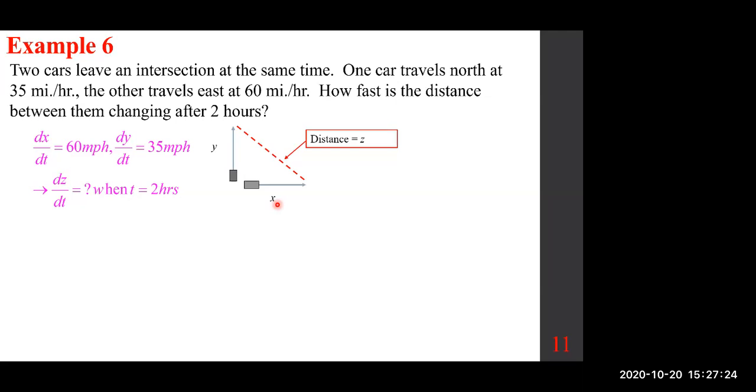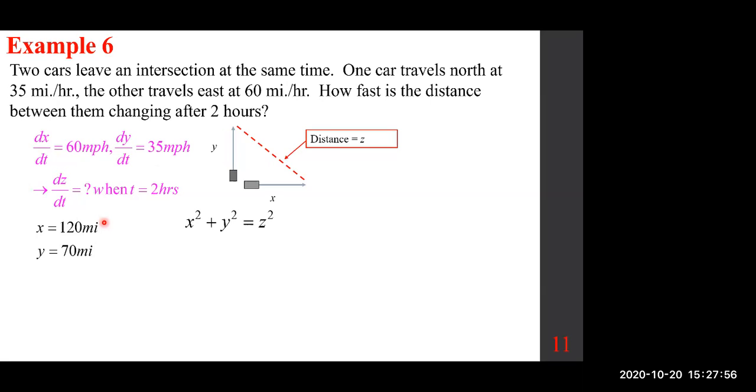But before we go there, the value of x: I hope you see dx/dt is 60. So 2 hours later, x is 2 times 60. And 2 hours later, y is 2 times 35, okay? So we have those values. It comes from d equals rt. So we have those values 2 hours later. This is a simple calculation. So perhaps we start with x squared plus y squared equals z squared.